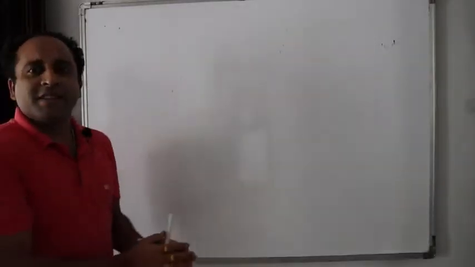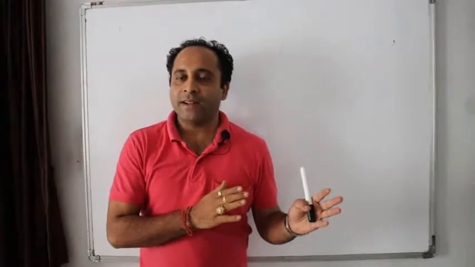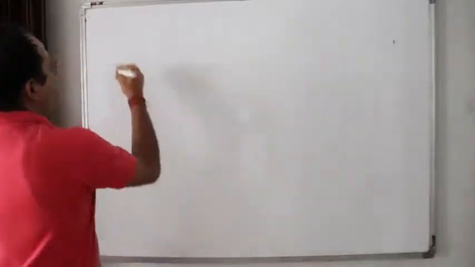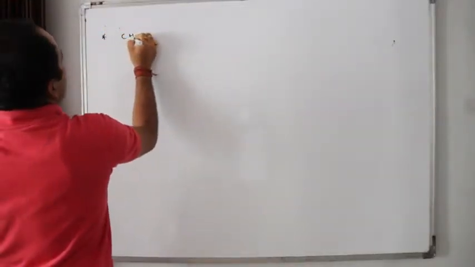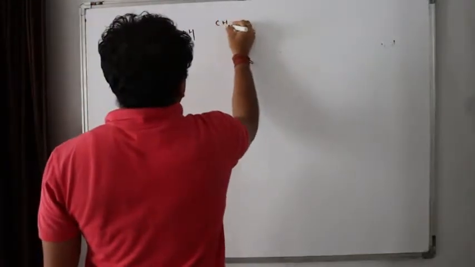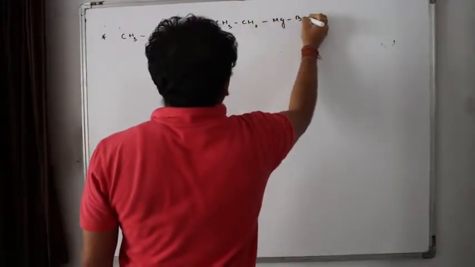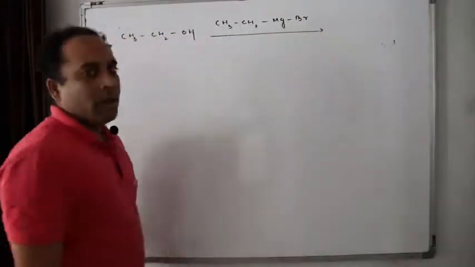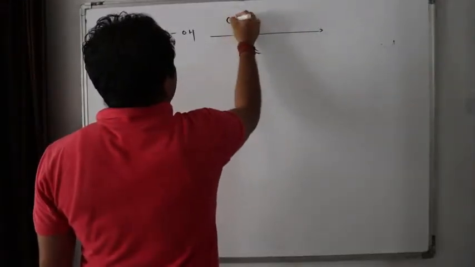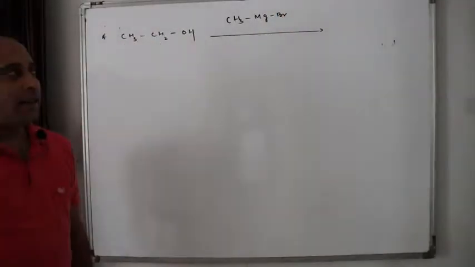Now, before going to the next question, I have a very small discussion. It may not be directly linked to your NCERT books, but questions come from that. Okay, what is that? For example, if I ask you CH3CH2OH treated with CH3CH2MgBr. Okay. Let me do one thing. Just write here like this: CH3MgBr, methyl magnesium bromide. And what will happen in this?